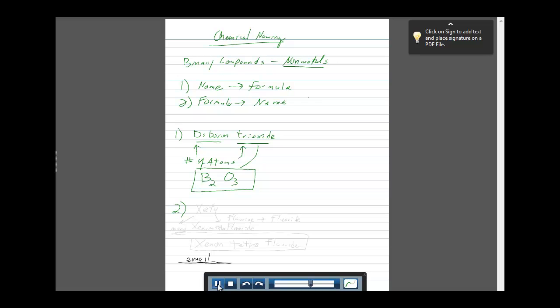When we name binary compounds of nonmetals from the formula, we're going to be doing everything but just in the opposite direction. And so, for example, we have XeF4. Xe is xenon. F is fluorine, and fluorine, we're going to change that ending to fluoride.